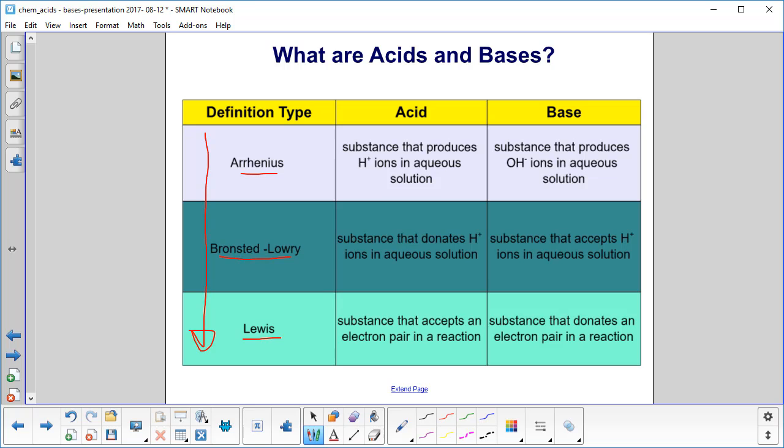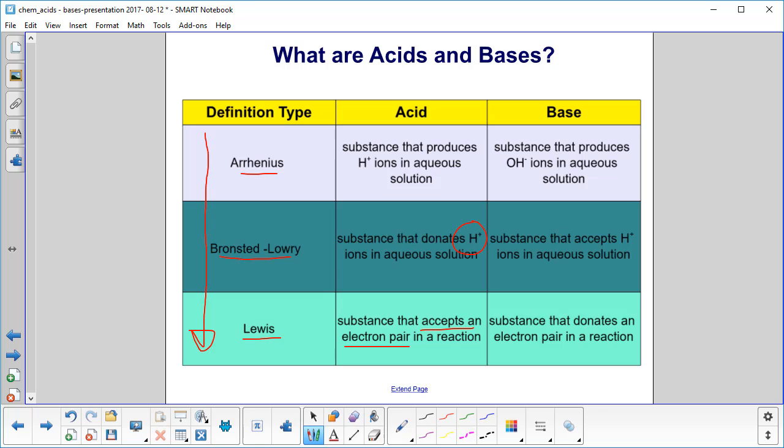So Arrhenius said an acid was a substance that produces hydrogen plus ions in an aqueous solution. Bronsted-Lowry expanded that by saying it's a substance that donates H plus ions in aqueous solutions. And finally, we have Lewis, where it's a substance that's accepting an electron pair.